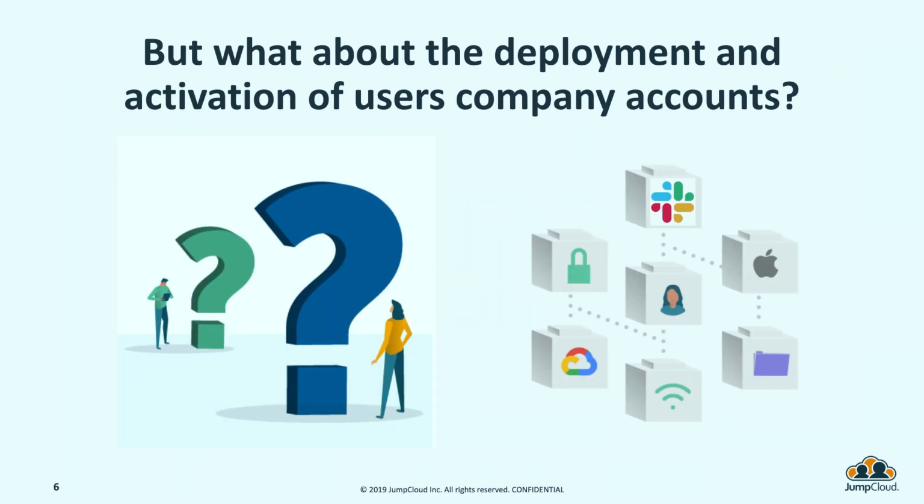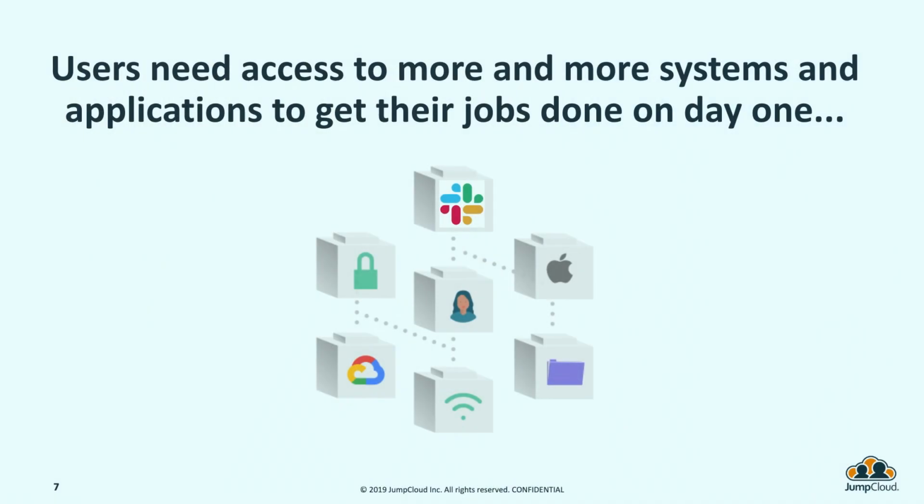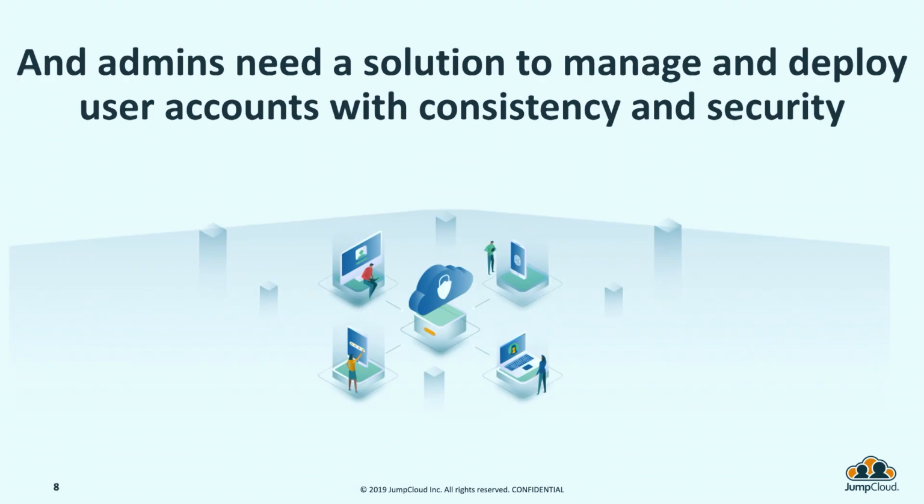But what about the deployment and the activation of these users' company accounts? Them actually having their accounts on their systems, having access to their email and all the resources they need to get their job done. So we know users are going to need access to more and more applications. And those applications are going to be in the cloud. They're going to be things that they need to get their job done. That may also include access to files, networks, and of course, their systems.